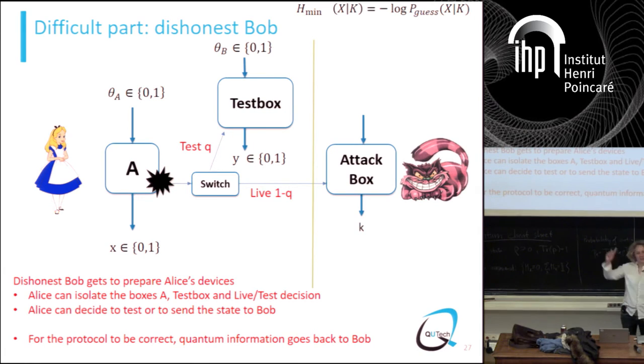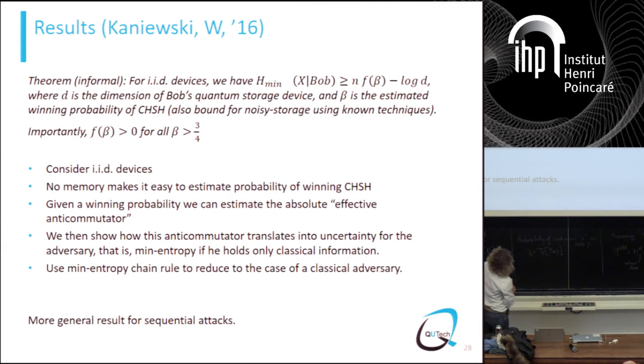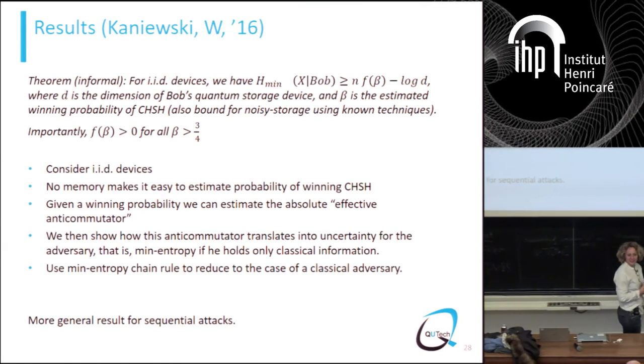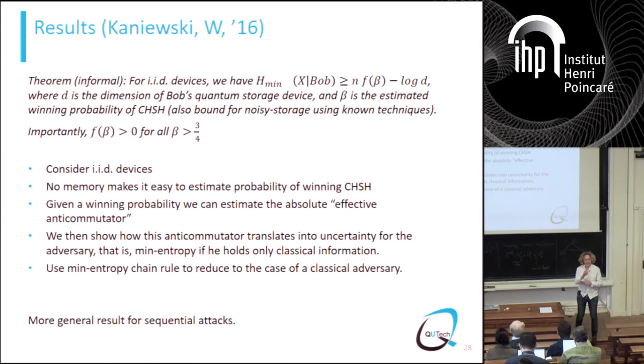Yes, so actually I will consider several models now. Let me get to that question. The first analysis that we did is, just like in QKD, the naive analysis, where we assume the devices don't have any memory, in particular also not whether they were tested. And there it's quite simple to obtain a bound. Maybe for the quantum information people here, if we assume they are IID, then of course we can estimate this probability of winning CHSH. One can estimate a certain property of the measurements, namely that they anti-commute on the state that has been prepared. And one can easily show how this anti-commutation relates to some uncertainty, meaning that it's difficult to guess the outcome.